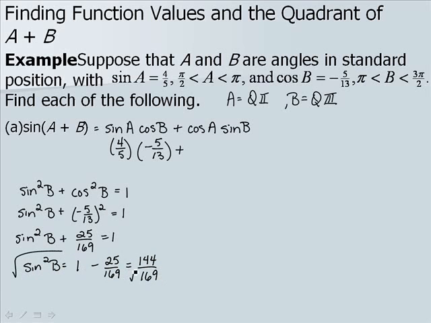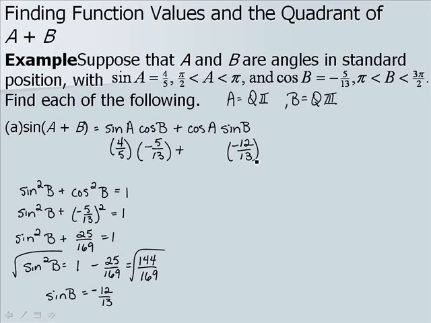So now we're going to take the square root of both sides. So we have that the sine of b, and remember that b is in quadrant 3, sine of b will be equal to 12 over 13, but sine is negative in quadrant 3, so we know that it's negative. So we have -12 over 13.